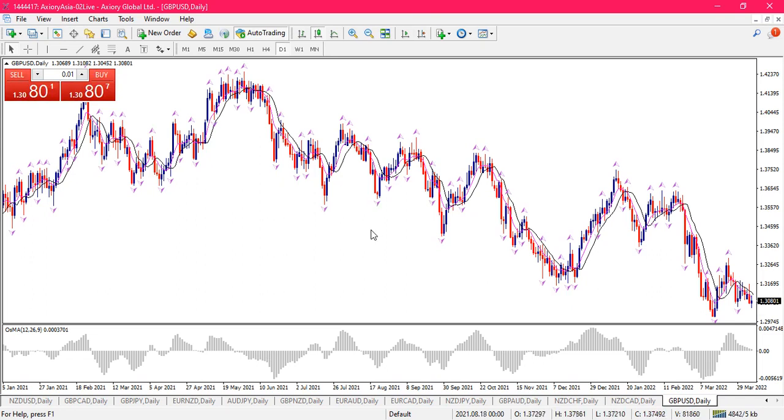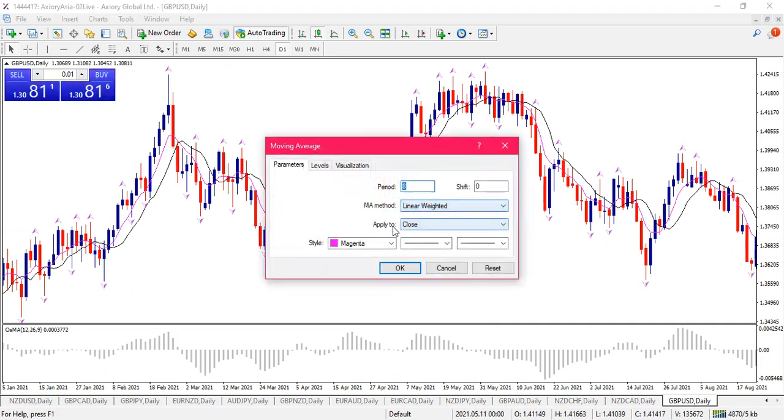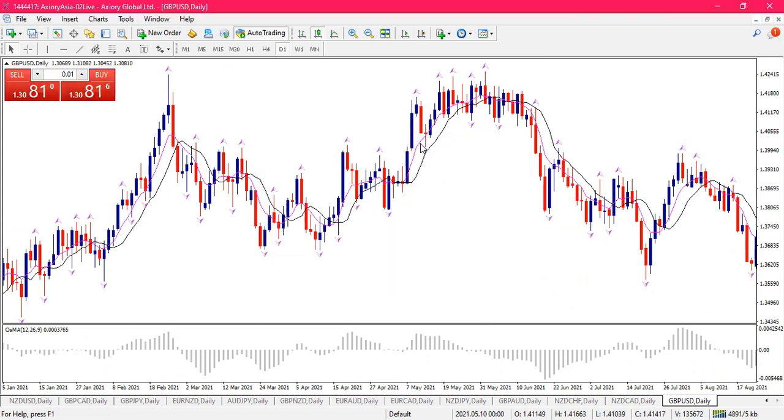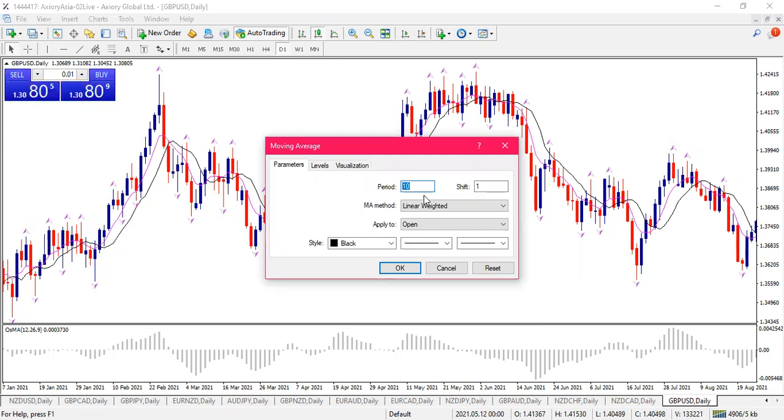Now we are going to talk about the indicators on my chart. The first thing we have is the moving averages, which you can see right here. I have two moving averages. The first one is the 8 moving average, set to linear weighted, applied to close, shift of 0. Your second moving average is the 10 moving average, shift of 1, also linear weighted, and you apply it to open.